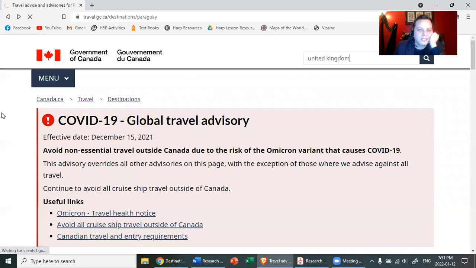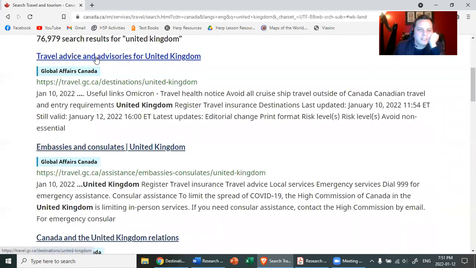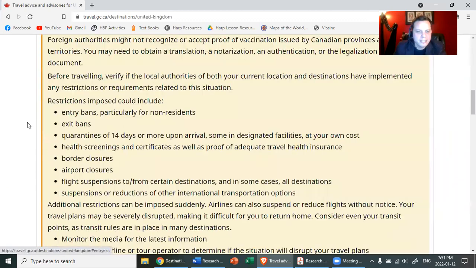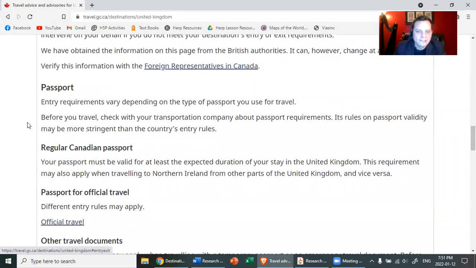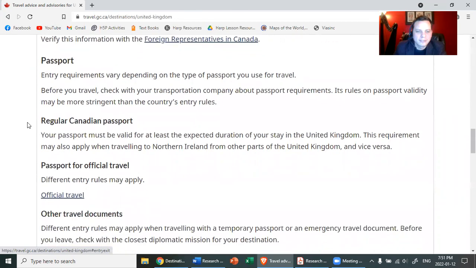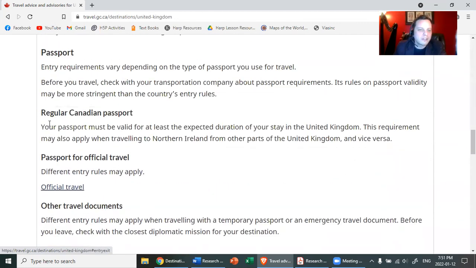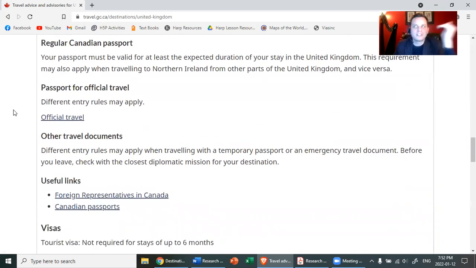There we go. Let's try the UK. Travel advice and advisories. This is the last one I'll try. I just want to show you what it looks like if it does say. Not quite. And we don't need a visa. Okay. Well, anyway, that's where you'll look for how long your passport needs to be good for. So it'll say regular Canadian passport. All three examples I've used today are just for the duration of this stay. As a travel agent, we would always recommend 6 months.